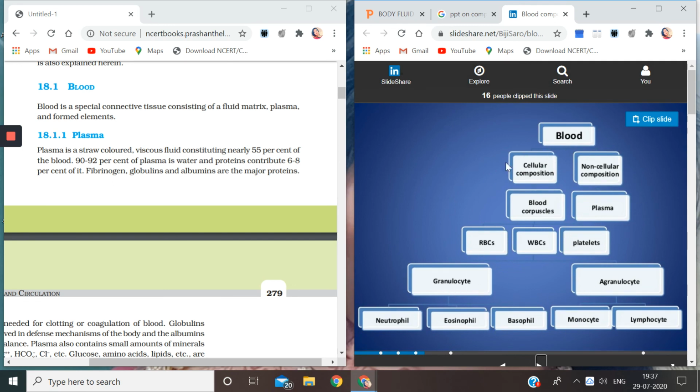That means of what blood is made. Now we will study each and every part of the blood. This was a general picture of the composition of blood. Now we will go deep into each and every part of the blood.